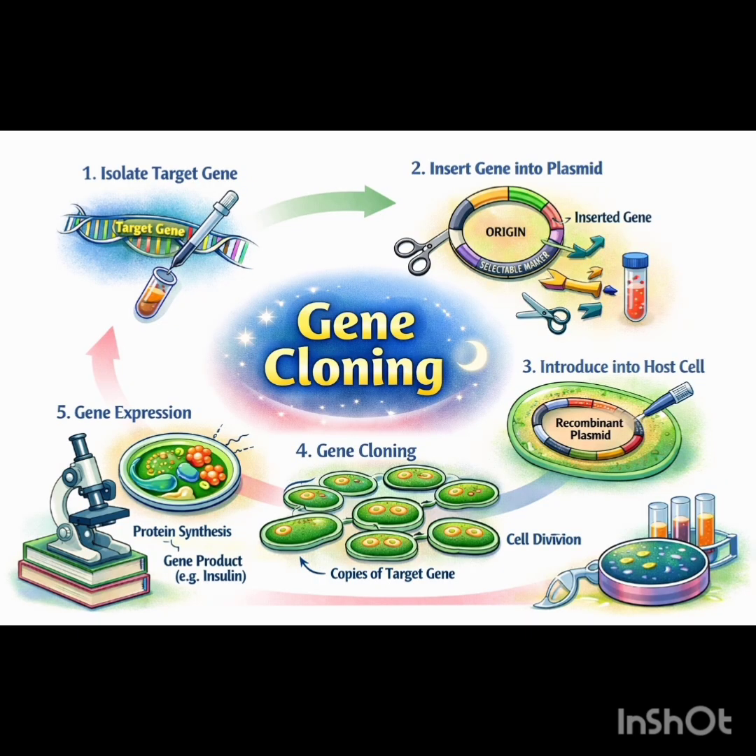And then the cloning of the functional gene. The gene that is isolated is inserted into a vector such as a plasmid. Here, the gene and the plasmid are cut using specific restriction enzymes, and DNA ligase joins the fragments. The recombinant plasmid is introduced into the host cells, and the host cell multiplies, producing many copies of the gene. This process is known as gene cloning.